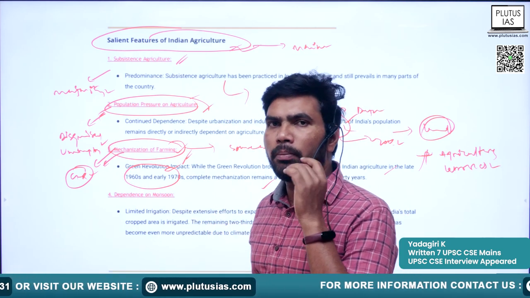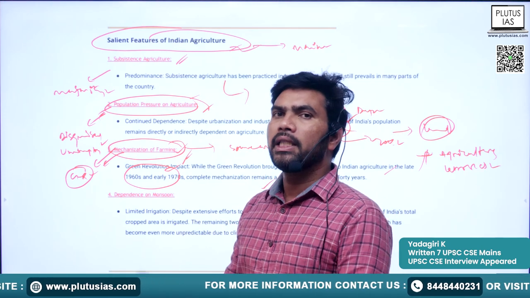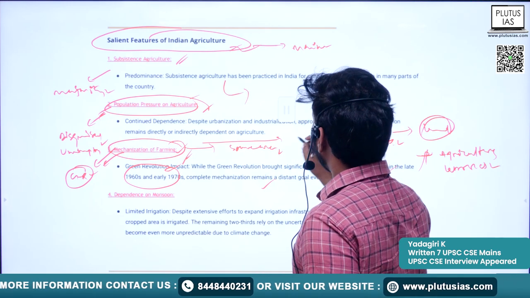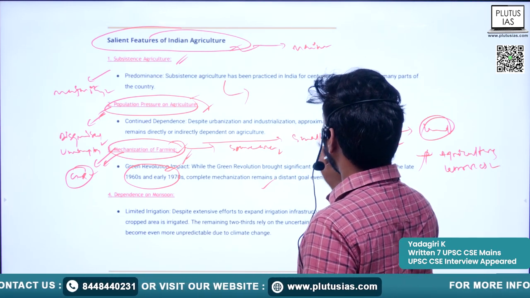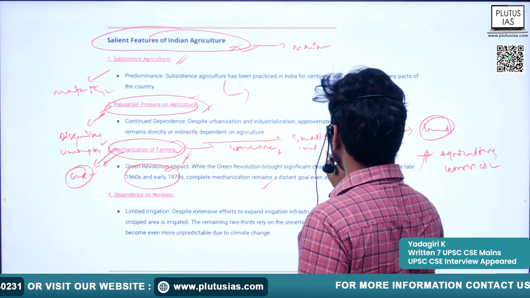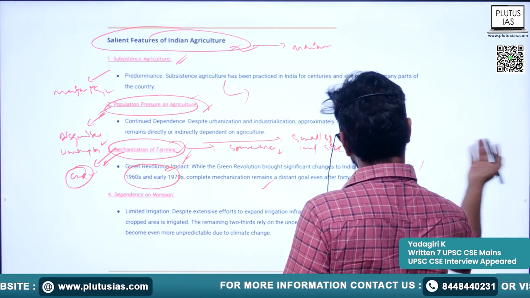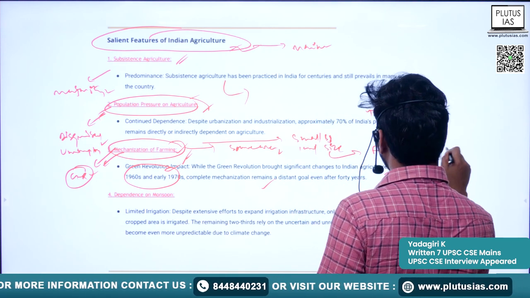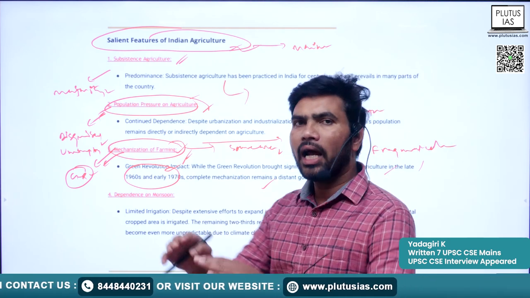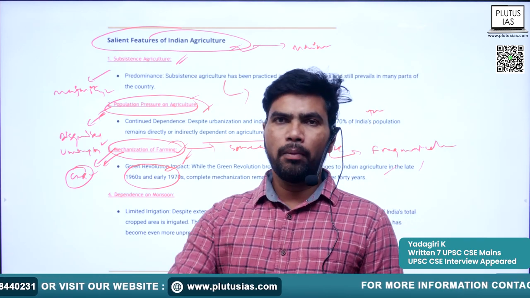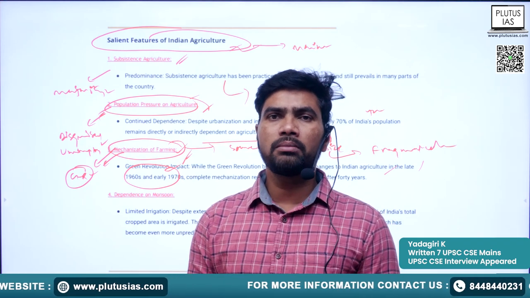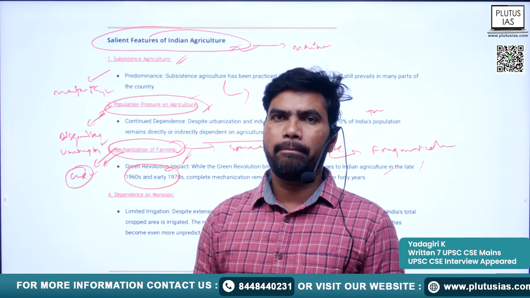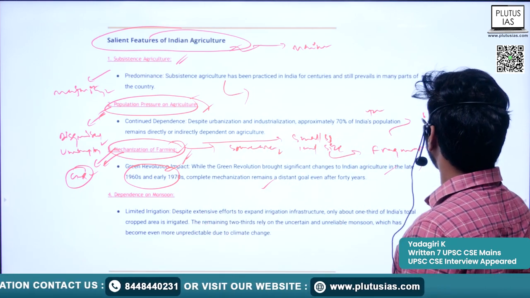We are not able to implement mechanization in the entire country because of one major reason, that is the small land holding size. And even these small land holdings are further being fragmented. So fragmentation of the land holdings is taking place. When the land holding is very small, we cannot employ machines there. Machine employment becomes costlier, or it is not possible to work with machines in a small land patch.